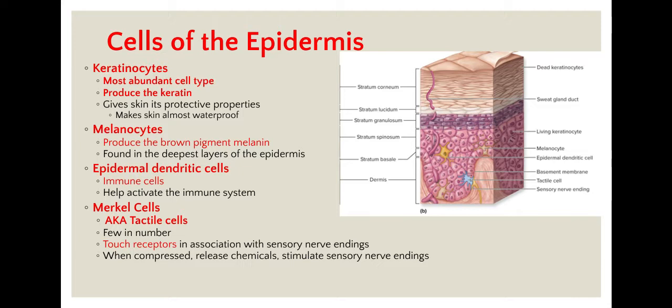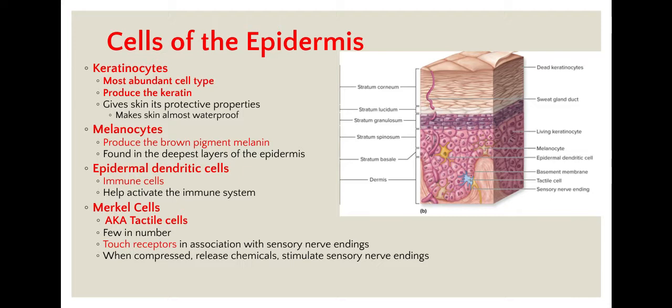Then we have what we call epidermal dendritic cells, or those Langerhans cells. Those are the immune cells. They help in the immune system and sort of set a signal if there's a cut or if there is a bacteria or other pathogen that gets into the skin. They're the ones that alert the immune system to fight off that infection.